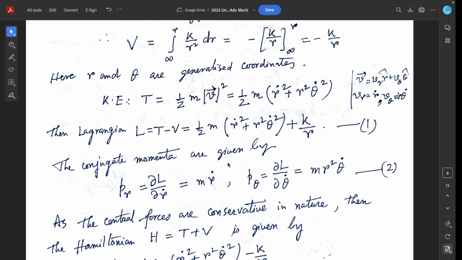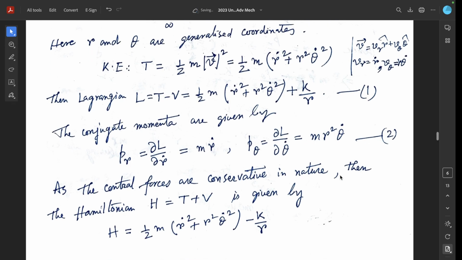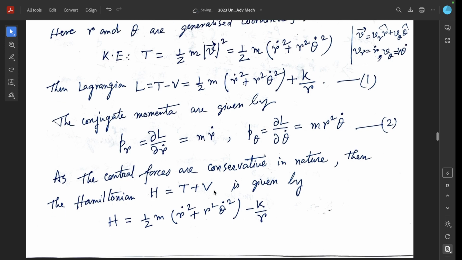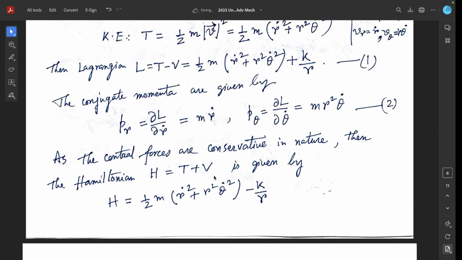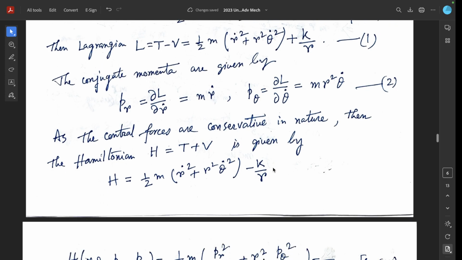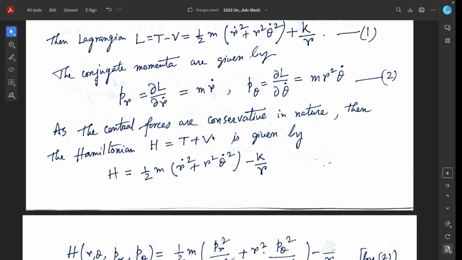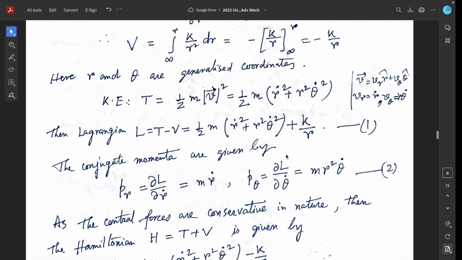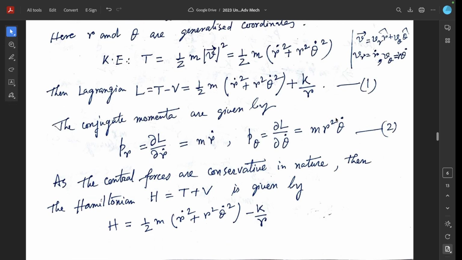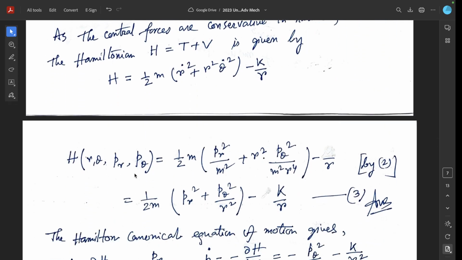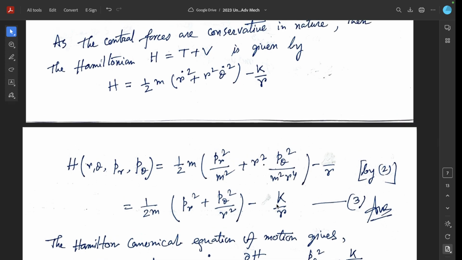The conjugate momentum p_r equals del L by del r dot, which is equal to m r dot, and p_theta equals del L by del theta dot, which is m r squared theta dot. As the central force is conservative in nature, the Hamiltonian H is equal to T plus V, the total energy. The value of V is minus k by r.